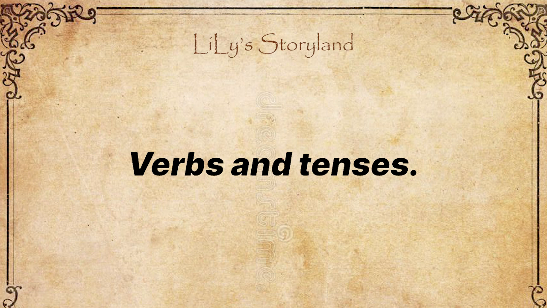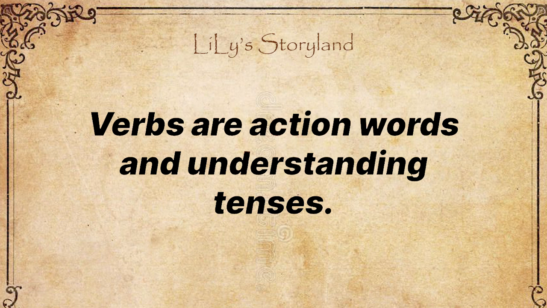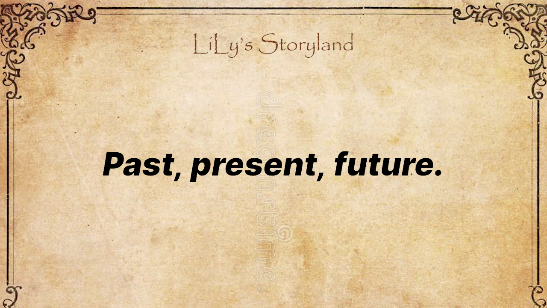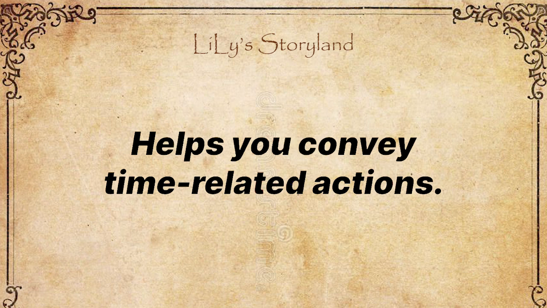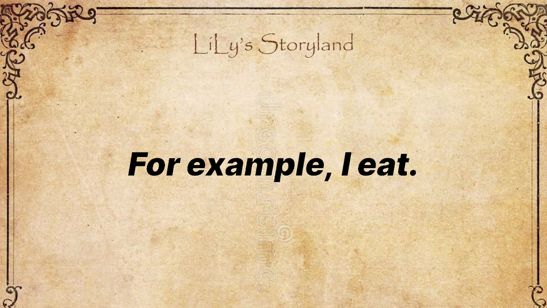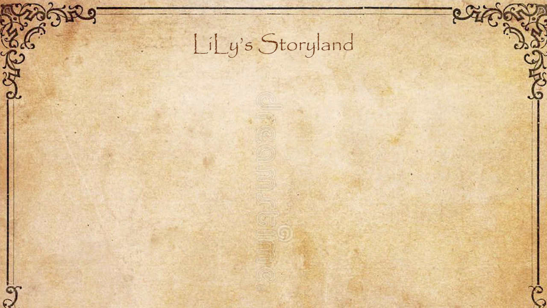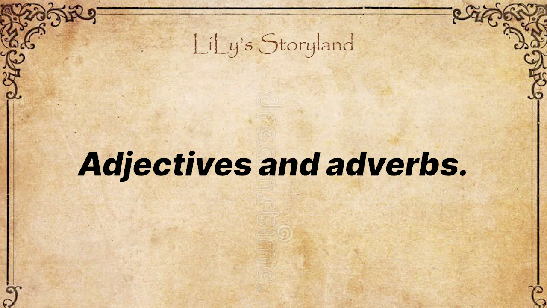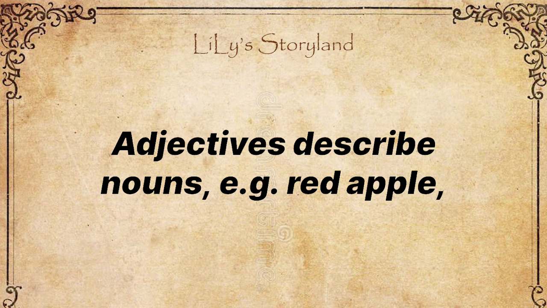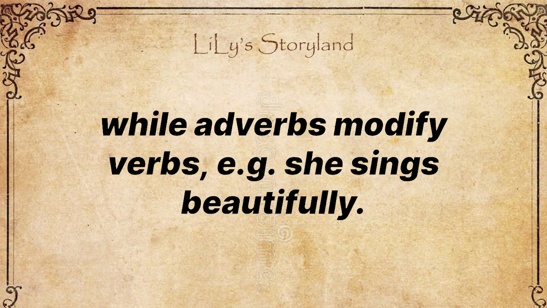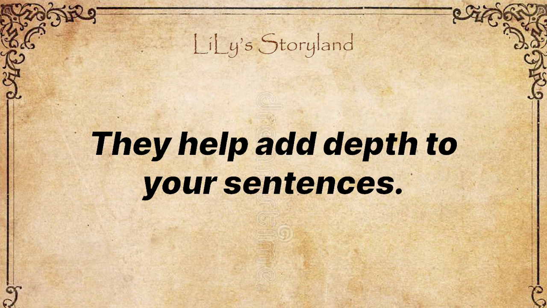Verbs and tenses. Verbs are action words, and understanding tenses, past, present, future, helps you convey time-related actions. For example, I eat, present, I ate, past, and I will eat, future. Adjectives and adverbs. Adjectives describe nouns, e.g., red apple, while adverbs modify verbs, e.g., she sings beautifully. They help add depth to your sentences.